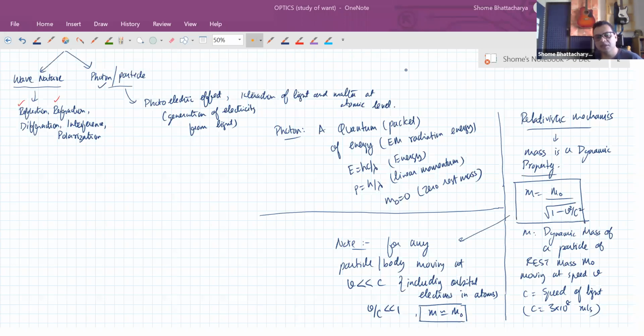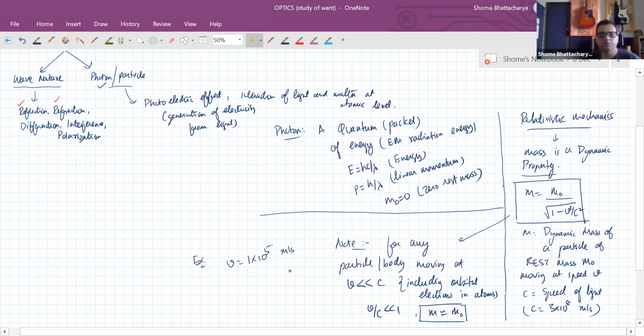So for example, if a particle is moving at a very, very high velocity, like let's say 1 into 10 raised power 5 meters per second. Now, this is an extremely large velocity. This is something like 100 kilometers per second. But even then, V by C will be 1 into 10 raised power 5 divided by 3 into 10 raised power 8. So it will be something like 3.33 into 10 raised power minus 4. So 1 minus V square by C square will still be like 1 only.